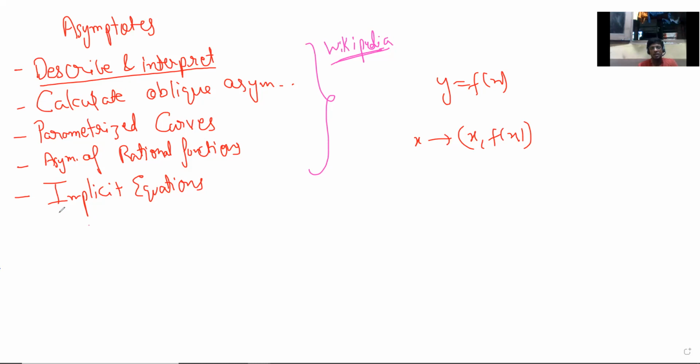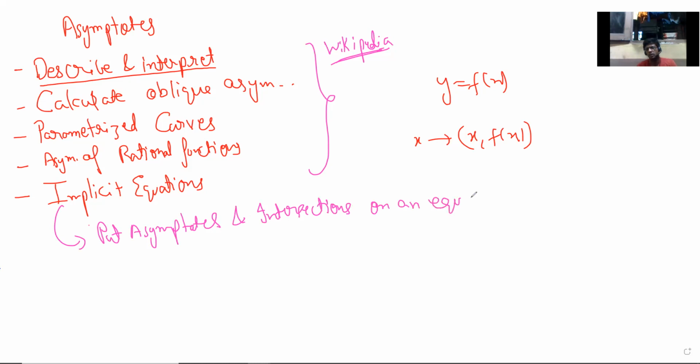Implicit equations, and here I will try to describe a very interesting way to put asymptotes and intersections on an equal footing. We will try to build a type of model. We'll try to extend our plane in a certain way so that being an asymptote can be talked about in the same way as we talk about intersections.